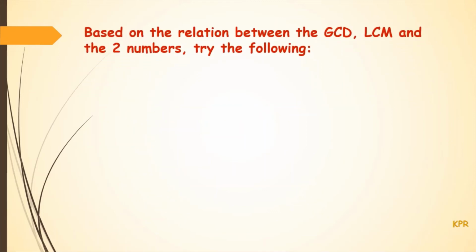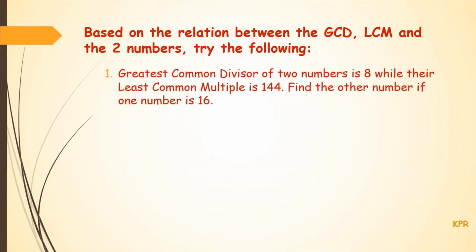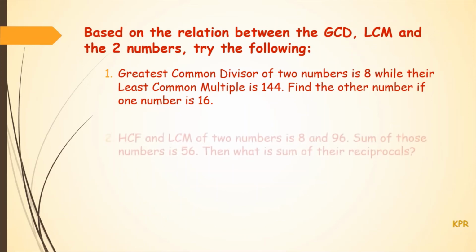Based on the relation between the GCD and LCM of two numbers and the given two numbers, one can try the following. The greatest common divisor of two numbers is 8, while their least common multiple is 144. Find the other number if one number is 16.